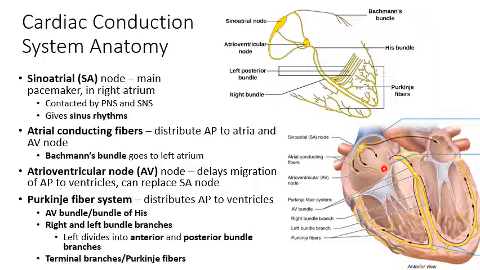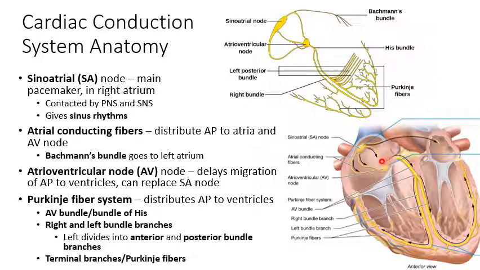Then when those action potentials reach the AV node, it is going to delay their propagation for a little bit. So a tiny bit of time passes, and then the action potentials continue on to the rest of the conduction system that carries them to the ventricles. That way you can make sure that the atria contract first and the ventricles contract second, which is really important for the heart to function correctly, as we're going to see when we go over the cardiac cycle.